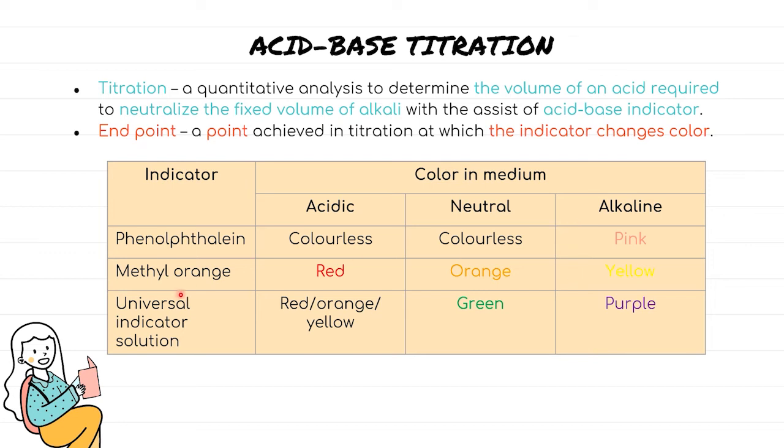For universal indicator solution, if the medium is acidic, it will be red, orange, or yellow, depending on the pH. If the medium is neutral, it will turn green. And if the medium is alkaline, it will turn purple.